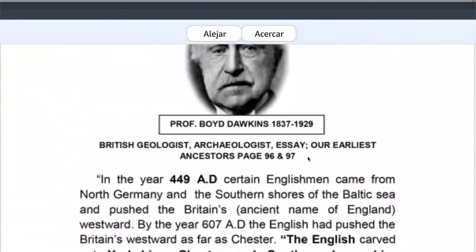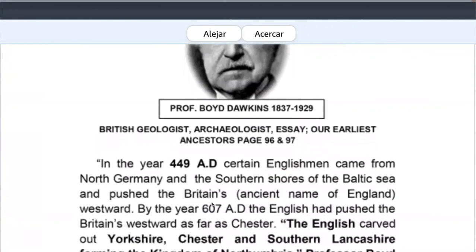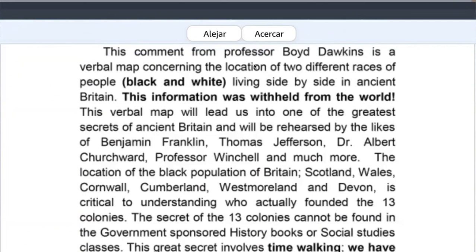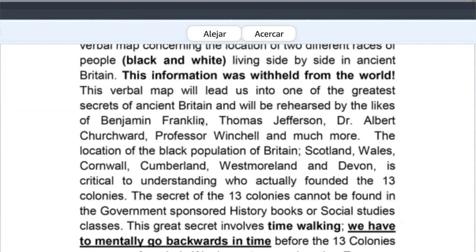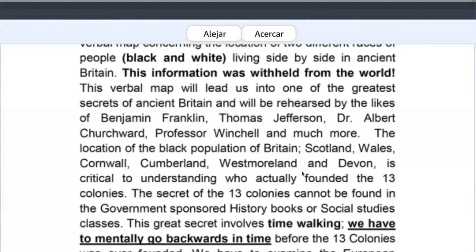And again, this is the dude we just read from, Professor Boyd Dawkins, British geologist and archaeologist. He continues saying, this comment from Professor Boyd Dawkins is a verbal map concerning the location of two different races of people, black and white, living side by side in ancient Britain. This information was withheld from the world. This verbal map will lead us into one of the greatest secrets of ancient Britain and will be rehearsed by the likes of Benjamin Franklin, Thomas Jefferson, Dr. Albert Churchward, Professor Winchell, and much more. The location of the black population of Britain, Scotland, Wales, Cornwall, Cumberland, Westmoreland, and Devon is critical to understanding who actually founded the 13 colonies.